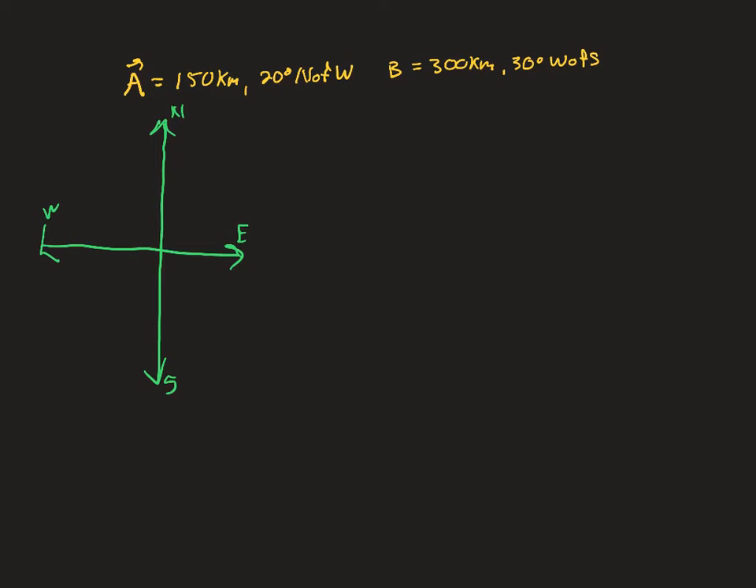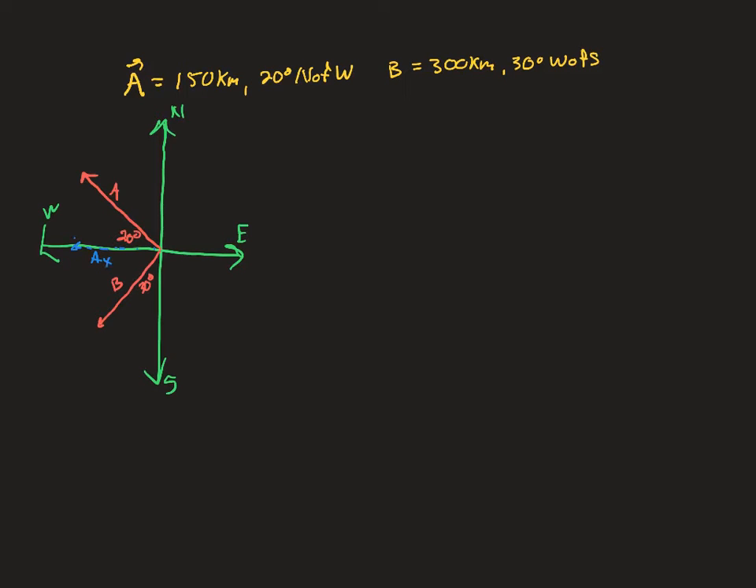Alright, A is 20 degrees north of west, so I'm going to point west and go north of it. So we're going to be in here, so this is going to be 20 degrees, and this is vector A, and vector B is going to be 300 kilometers 30 degrees west of south. So I'm going to point south and sweep west, which is going to be in here. So my 30 degrees is going to be in here, and this is going to be vector B. Alright, so now I'm going to draw in my components.